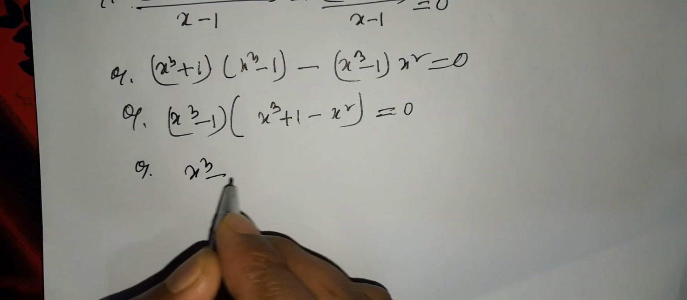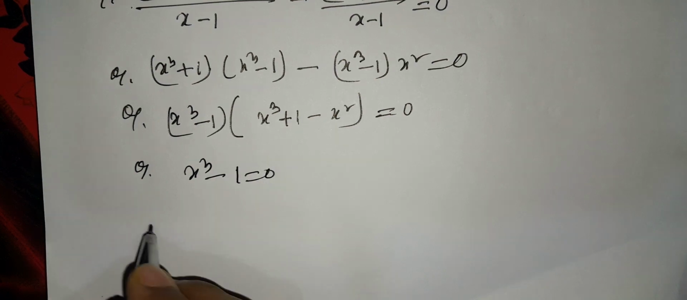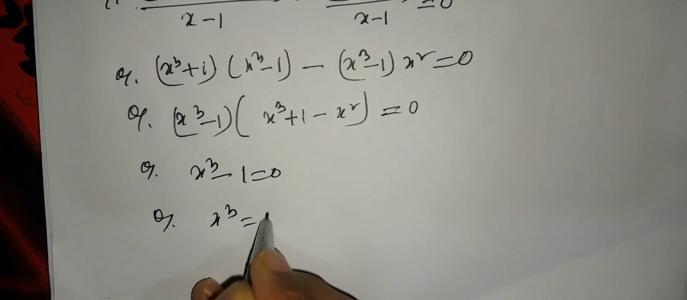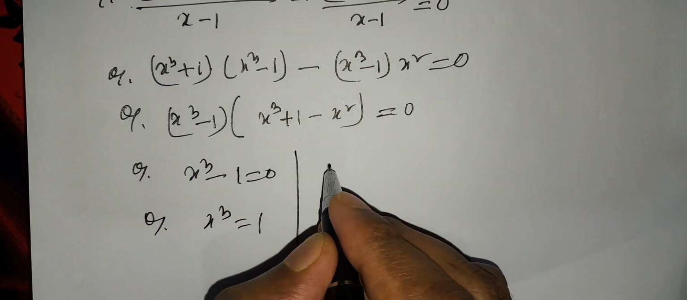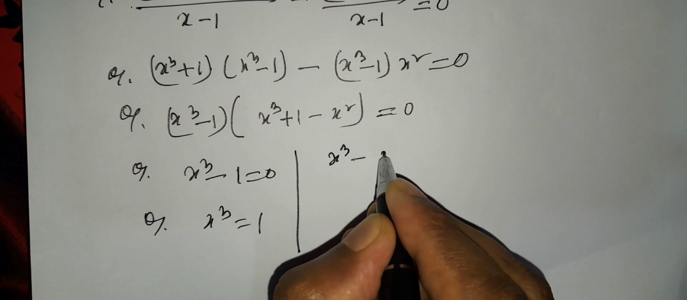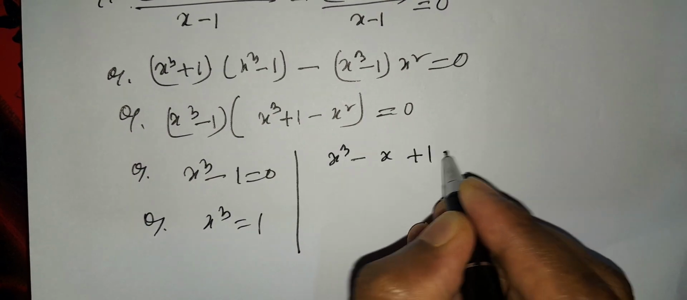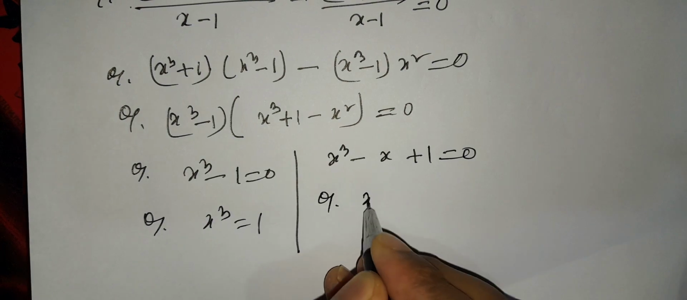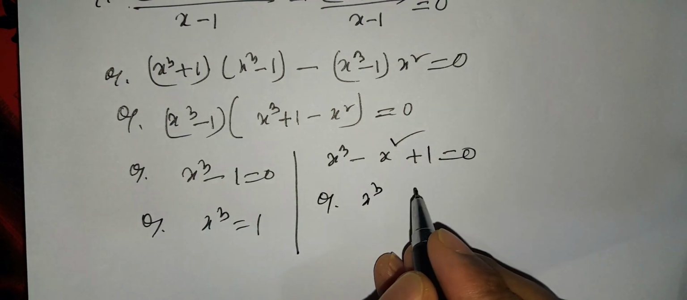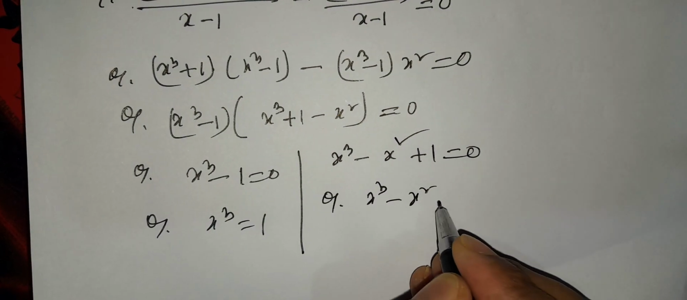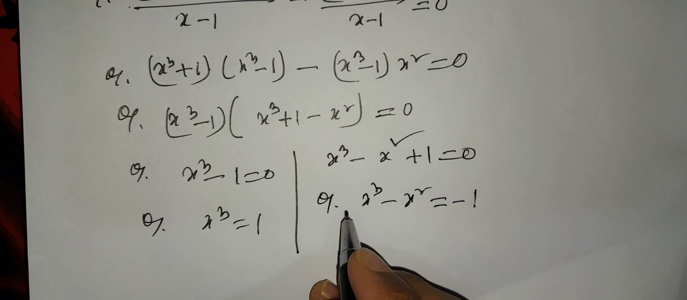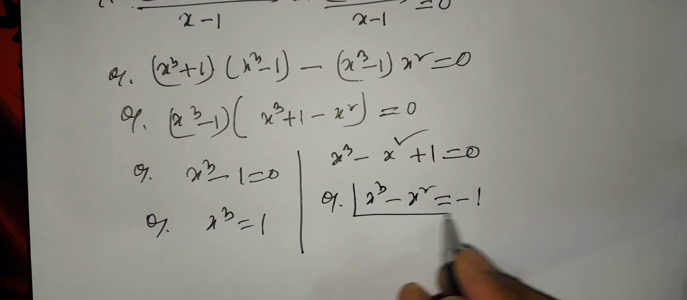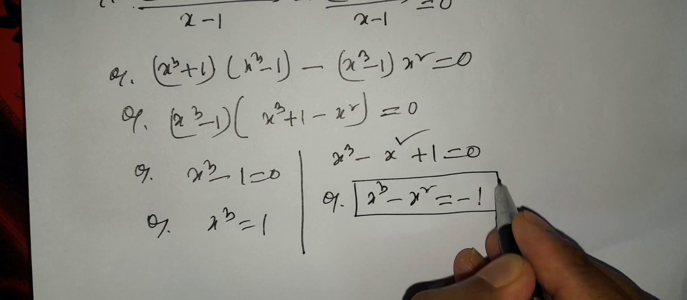So x cube minus 1 equal to 0 and x cube equal to 1, or x cube minus x square plus 1 equal to 0. Sorry, here x cube minus x square equal to minus 1. This is the answer.